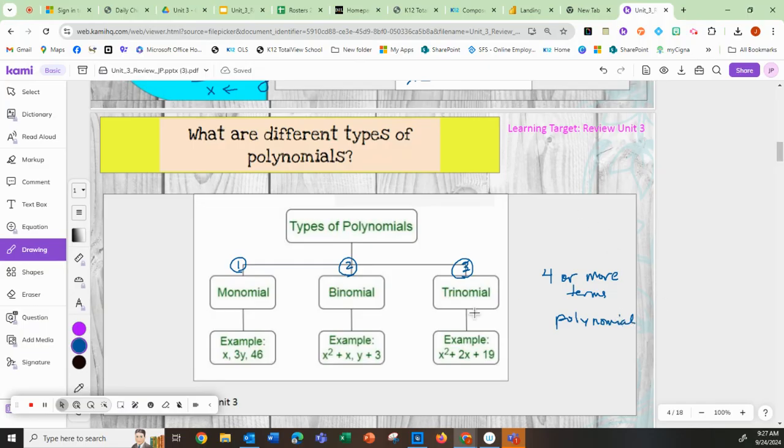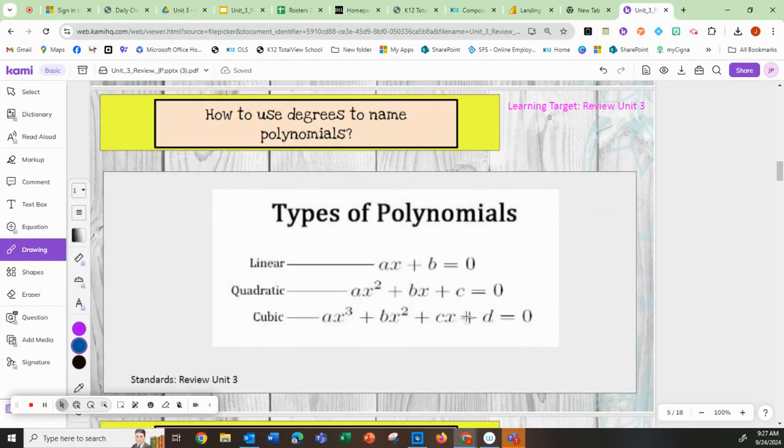We can also give polynomials names by the highest exponent, which is called the degree. So if the highest exponent is a 1, we call it a linear polynomial, and its graph is always going to be a straight line. If the highest exponent is 2, we call it a quadratic, and its graph is going to be a curved shape that looks like the letter U. And if the highest exponent is 3, we call it a cubic, and the graph is going to also be a curve, but it's going to kind of look like a vertical snake. Beyond the exponent of 3, we really don't have any special names, so we just call them polynomials.